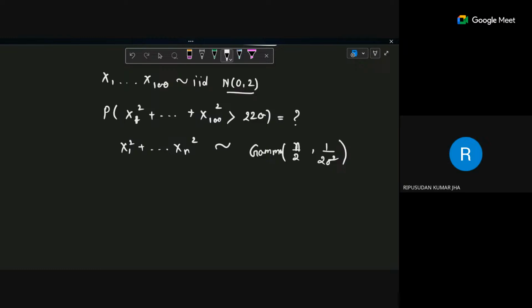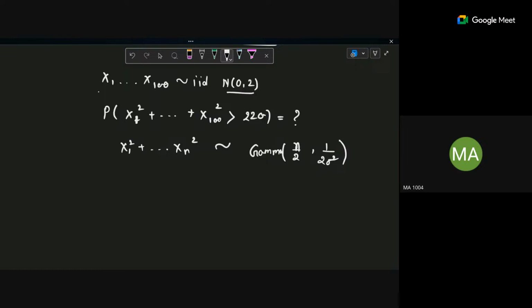Ma'am, I found the expectation of the summation of squares by using the variance formula. First, I calculated the expectation of x1 square, then I multiplied with 100 and got 200. Okay, that is also fine. You can use that formula in an easy way also.